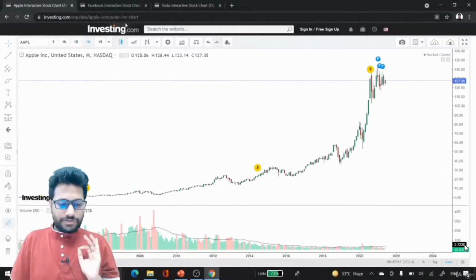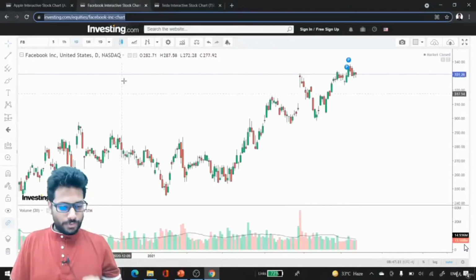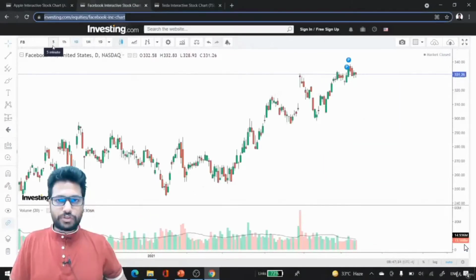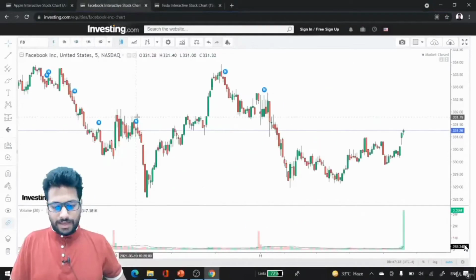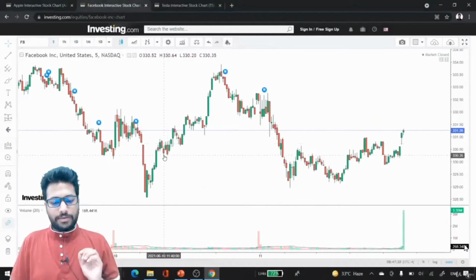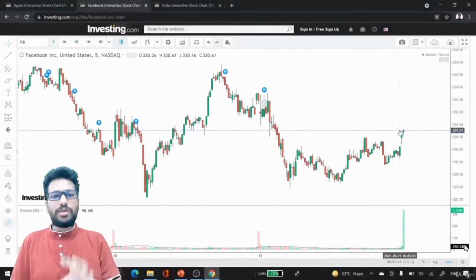Let's try to read the Facebook Incorporation chart. If I talk about the Facebook chart and you are a scalper, then you can see that in the coming time it is showing a direction, but its direction is not that clear, because you can see it has gone down and then down again and then it has gone up and up. So this chart at the moment is not giving any particular indication.